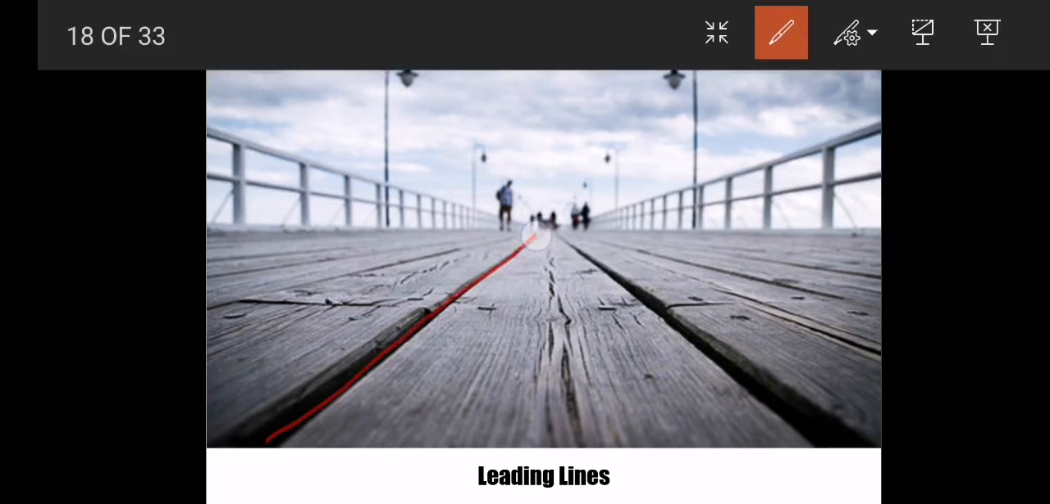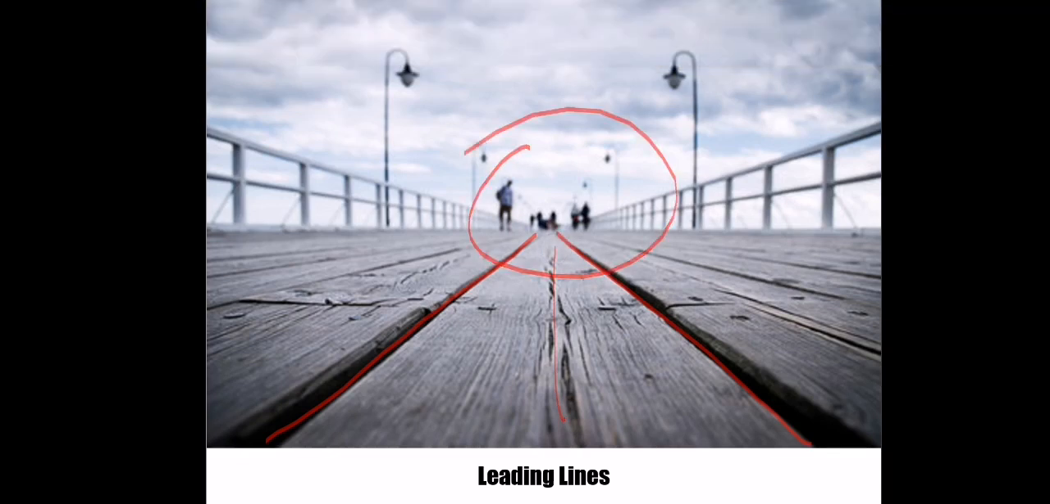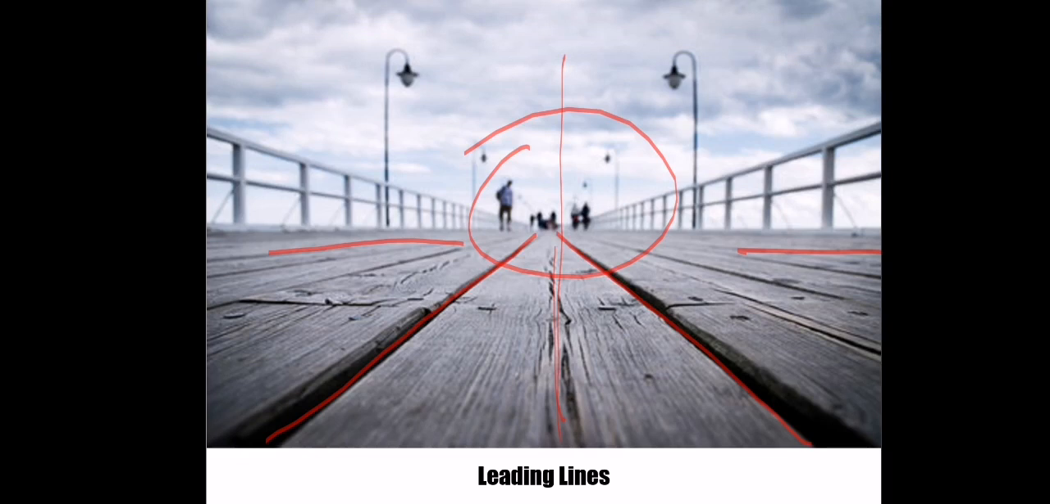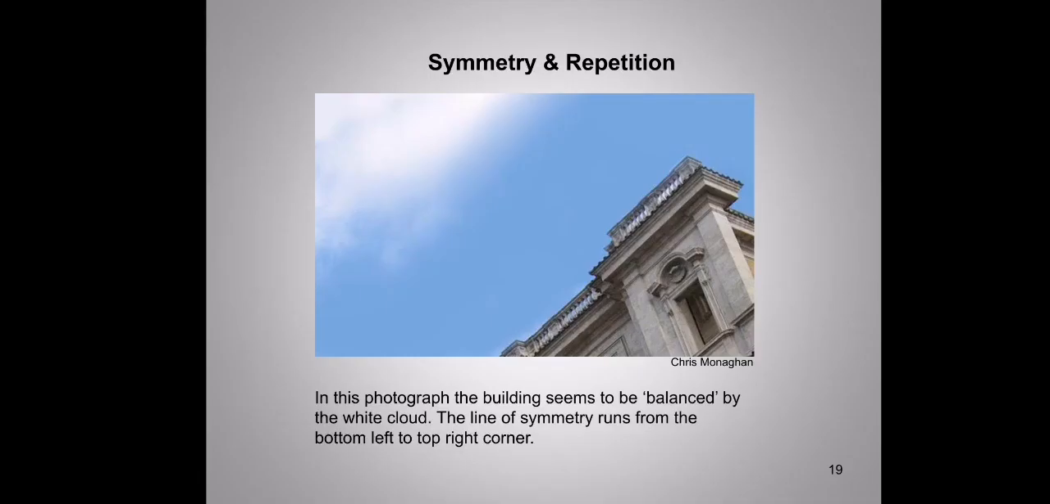So we've got this focal point, lines that come in to our focal point of the people. But look carefully, and what you can see is that this photo has real symmetry to it as well. If I draw a line down there, I've got perfect balance on this side and on that side, even down to the lampposts. That's a really, really nice example of leading lines and symmetry, which is our next composition rule, symmetry and repetition.